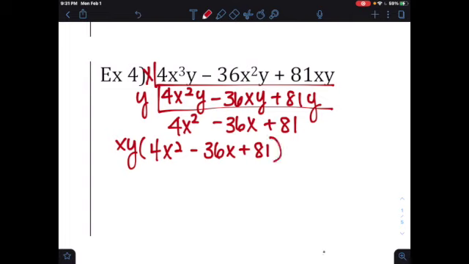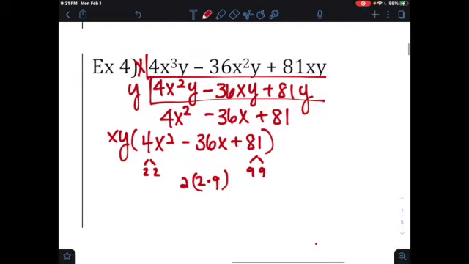So let's take a look if this works with the perfect square, because 4, I know the square root of 4 is 2, the square root of 81 is 9. So if this is one of the rules, you can do 2 times 9 is 18, times 2 gives you 36. 2 times 9 and 2 times 9, and times 2 of them, that's actually the middle term.